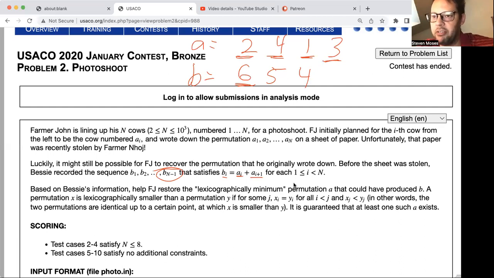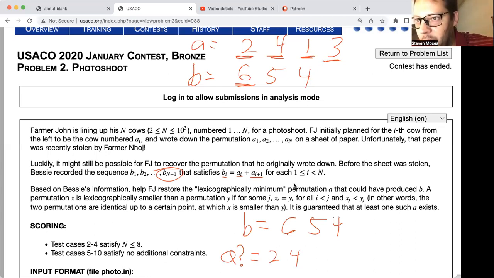So what you're being tasked with doing is, given only B, 6, 5, and 4, try to determine what A is. So for example, if I've got a 6, that could be a 2 and a 4. And then if I have a 5 here, that could be a 4 and a 1. And if I have a 4 here, that could be a 1 and a 3. And that would satisfy this rule where 6 is 2 plus 4, 5 is 4 plus 1, and 4 is 1 plus 3. It's entirely possible there are other solutions to this, though. I'll explain that in a minute.